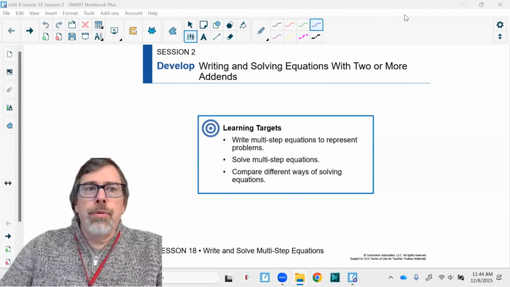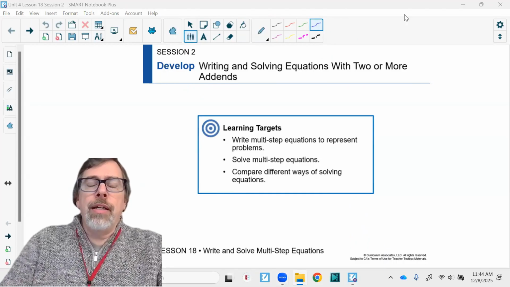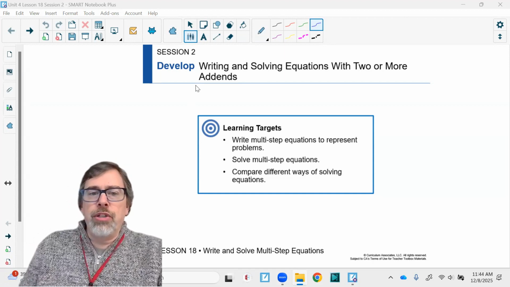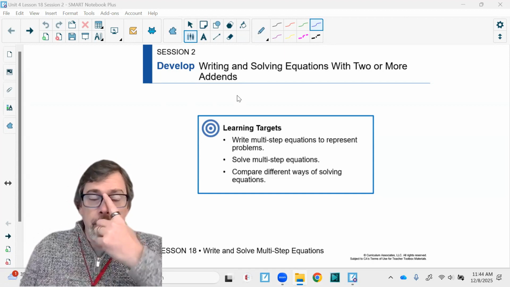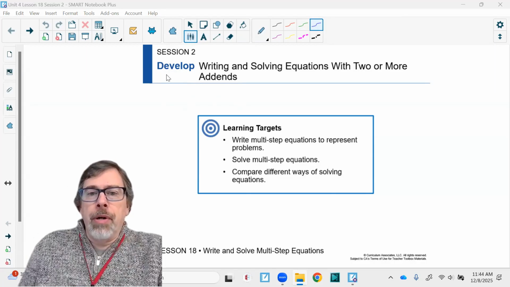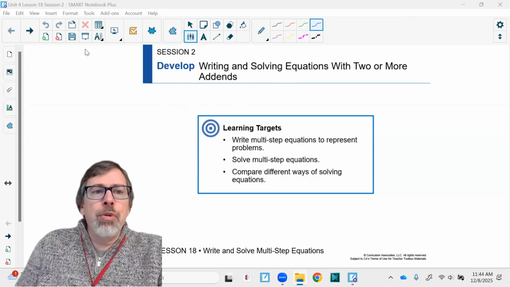Okay, so this is Unit 4, Lesson 18, Session 2. Session 1 was really quick. There wasn't really a whole lot in there, but now we're going to go into the developing part. We're writing and solving equations with 2 or more addends.